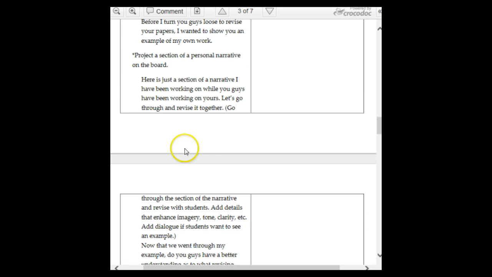So you are going to do a think aloud for them right here, a section of a narrative that you've been working on while the kids have been working, okay? For a lesson plan for methods class, and really, even if this was a lesson plan for realsies teaching, I would definitely draft out some specific bullet points. You say add details that enhance imagery, tone, clarity, etc. But I want to see that you have that very intentionally done, right? What piece of imagery did you add at what particular moment? Why did you choose that moment, and why did you choose that piece of imagery, okay?